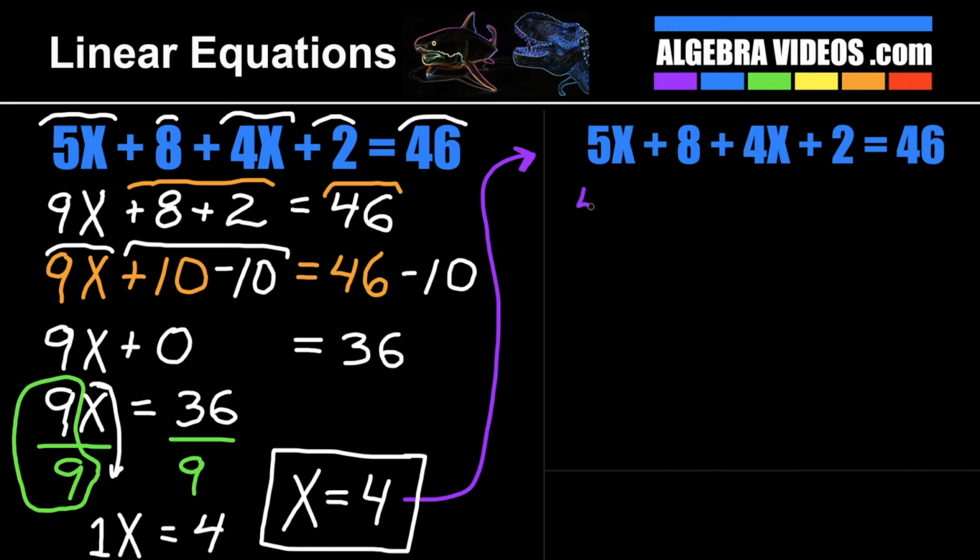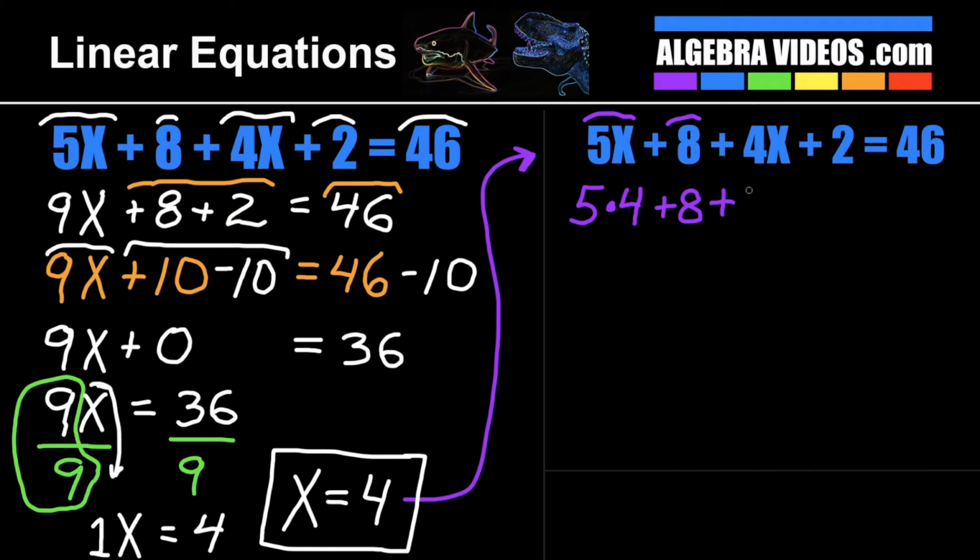So here we go. 5 times x, but x is 4. So I'm plugging in a 4. That's that right there. Plus 8. Just rewriting that 8 right there.